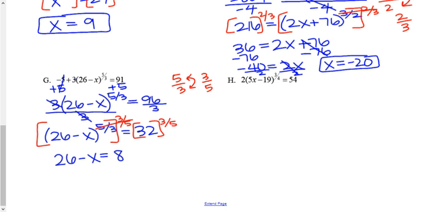Alright, to get x by itself, I'm first going to subtract 26. So 8 minus 26 gives me negative 18. So I have negative x equals negative 18. If I divide both those by a negative 1, I'll get x equals positive 18.